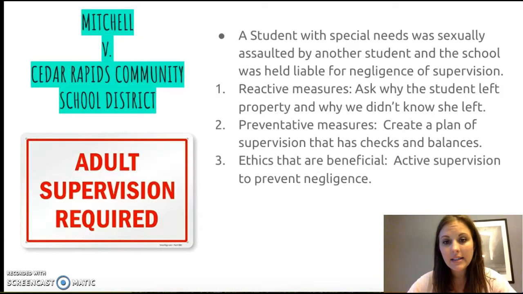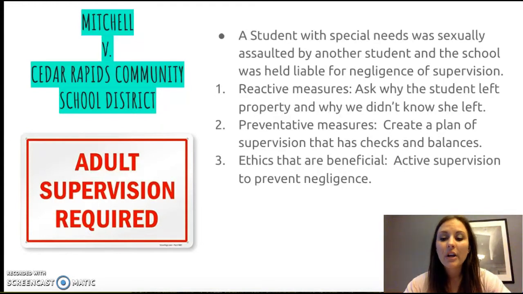As a future administrator, I believe my first reactive measures would be to ask why the student left the property, why we didn't realize that she left, and why no one was contacted. Those would be my very first initial steps, and then I feel like there are so many more progression steps that need to happen further if it turned out to be a big deal.